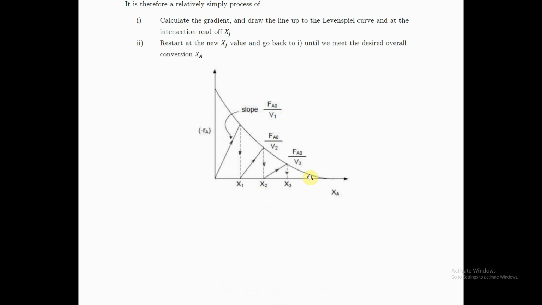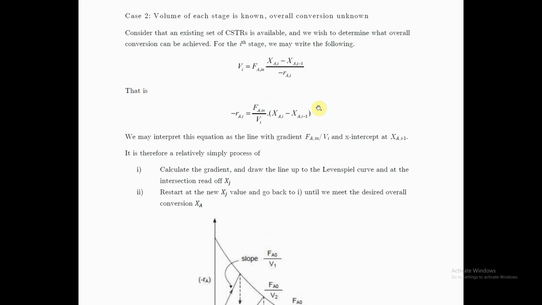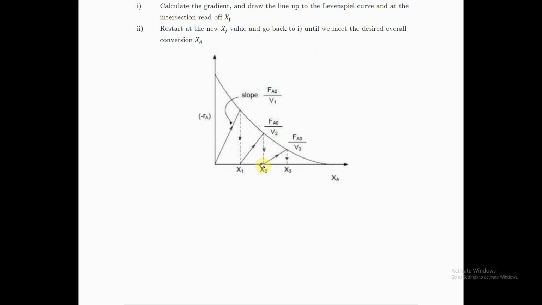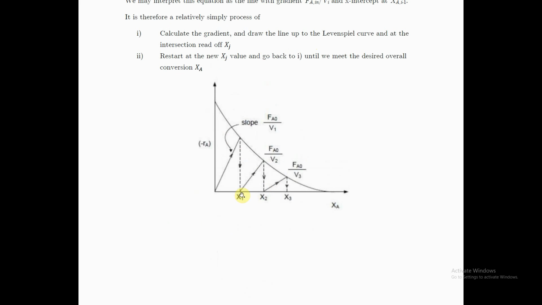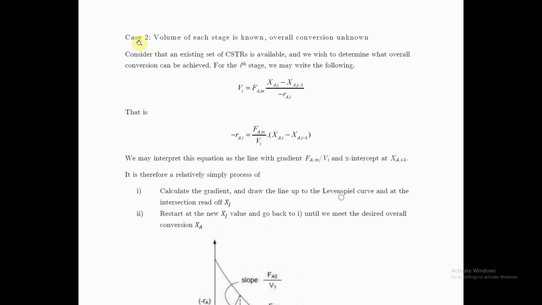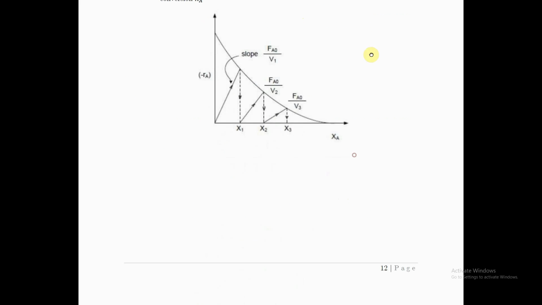Note that this is not the Levenspiel plot anymore, right? We are just using RA directly here. So anyway, that's how you do it in case 2. So you know the volume of each stage, and you don't know, well, I wouldn't say overall conversion. You can say you just keep adding those known volumes until you reach an overall conversion. But you don't know the conversion of each stage. So we should probably update this to say stage conversion unknown. So that's case 2. That's how we do that.